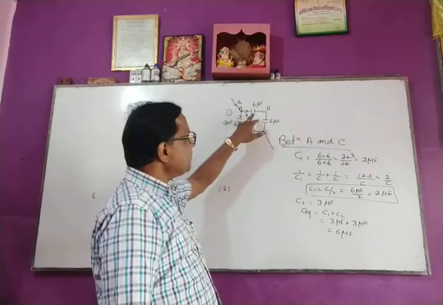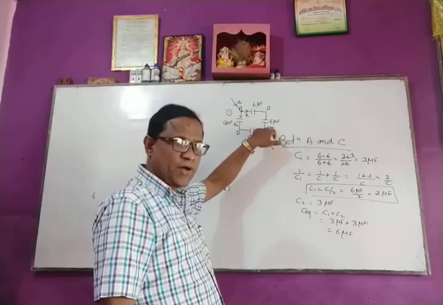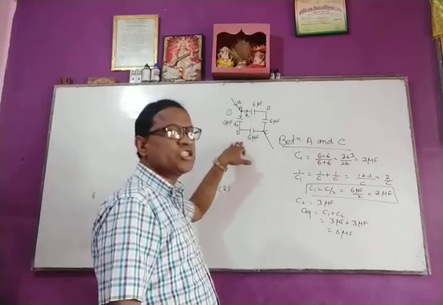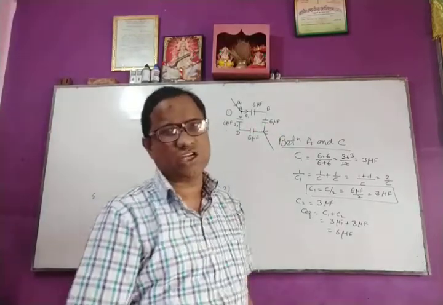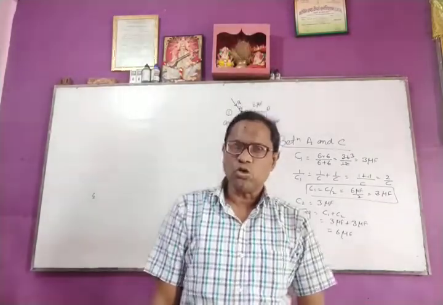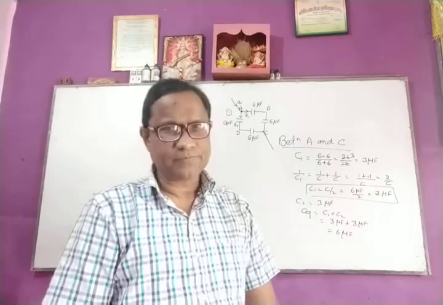Now the equivalent capacitance of these two capacitors, 3 microfarad and another also 3 microfarad, both are in parallel. In parallel connection, C is equal to C1 plus C2. So 3 plus 3 is equal to 6 microfarad.